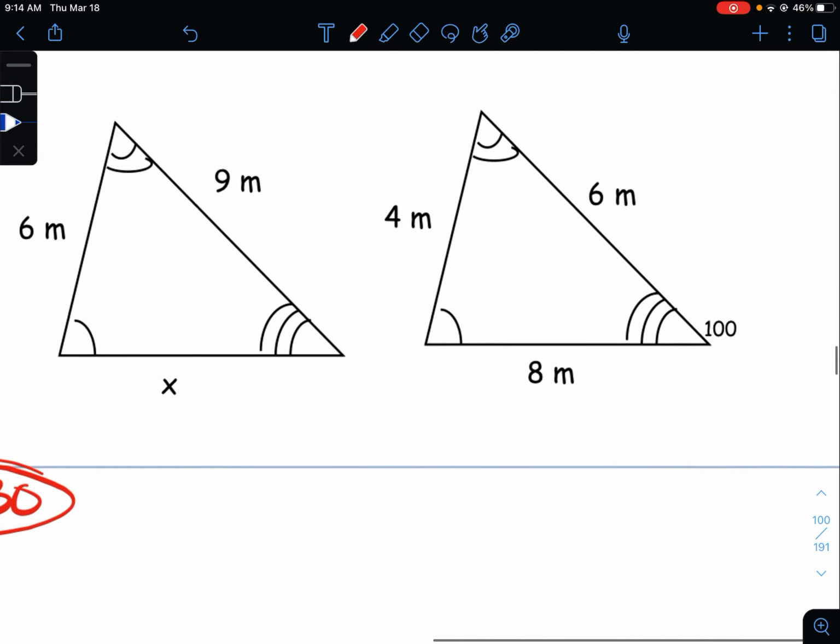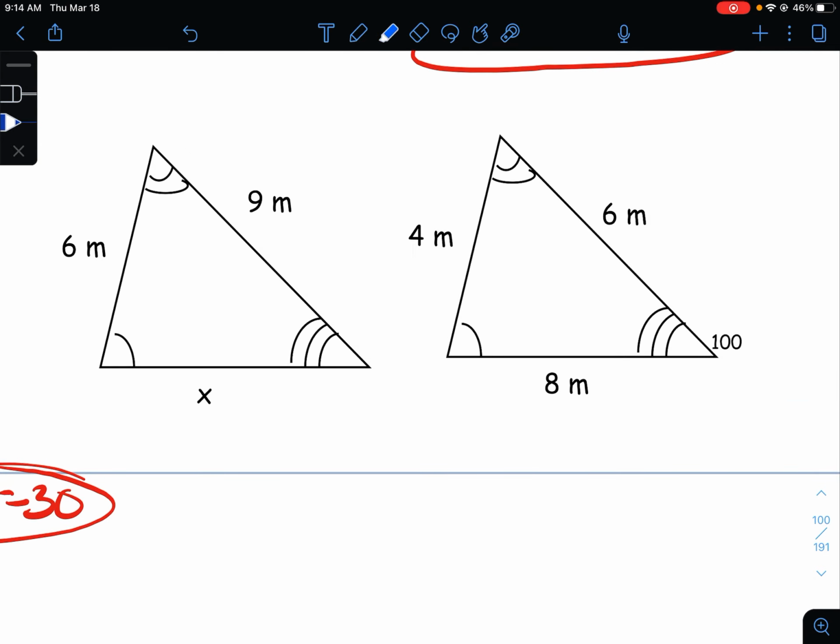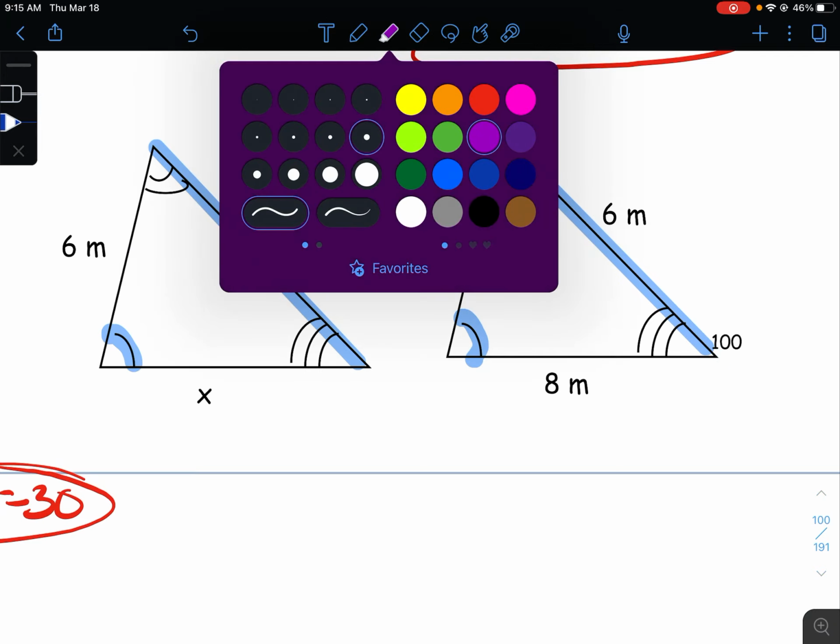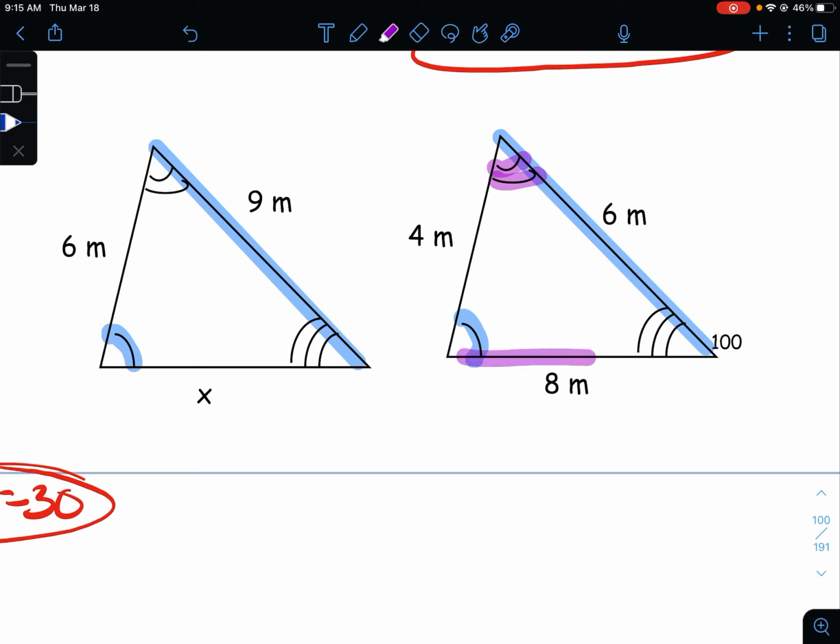All right, next. We've got this angle goes with this side. This angle goes with this side. These angles go together.